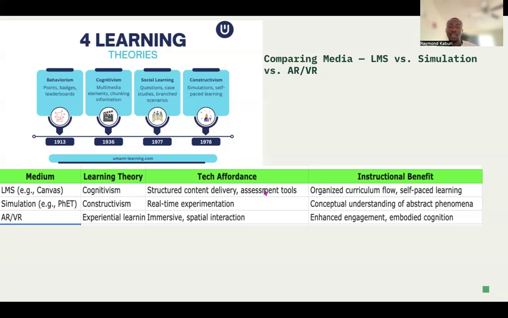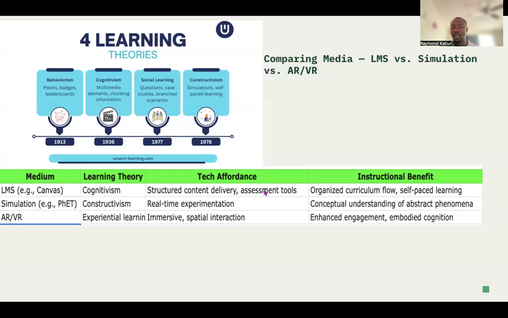And the last one is AR or VR, which uses the learning theory of experiential learning, which we explored a lot in our previous module: learning by experience, learning by doing, or learning by engaging. And the tech affordance in this medium is that we have immersive or spatial interaction.